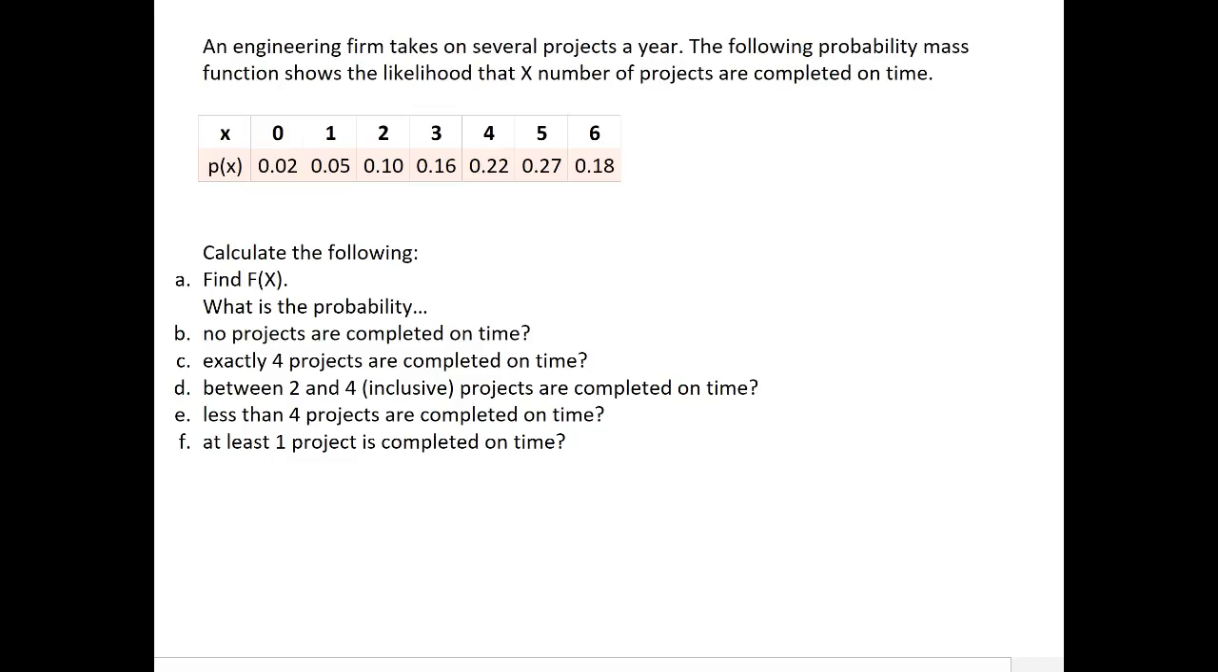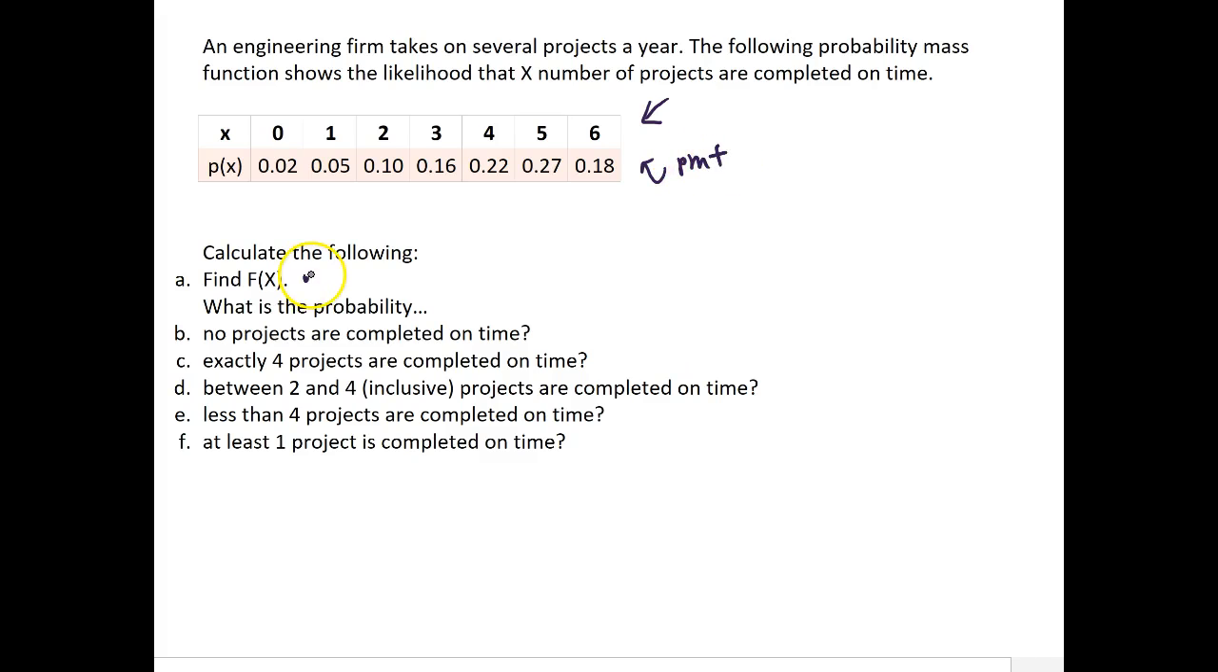In this video, we will calculate probabilities for a discrete random variable. An engineering firm takes on several projects a year. The following probability mass function shows the likelihood that X number of projects are completed on time. So these are our values, the number of projects that can be completed on time, and this is then the probability mass function.